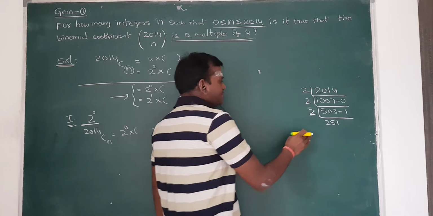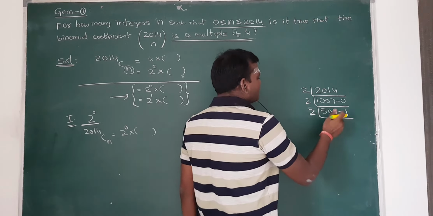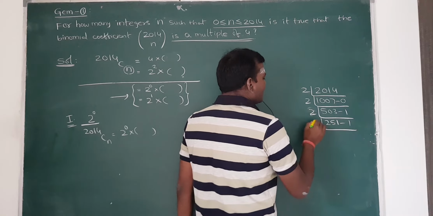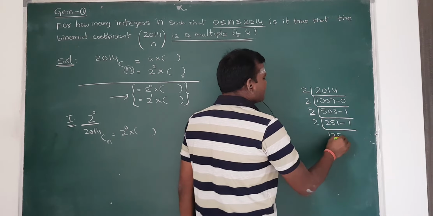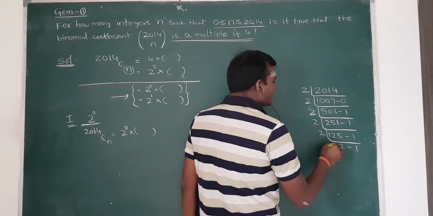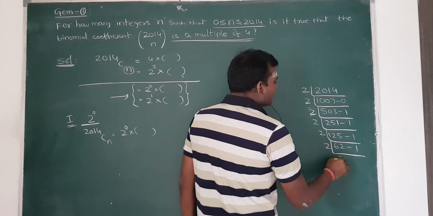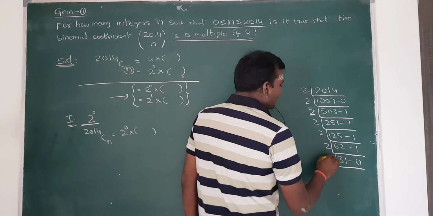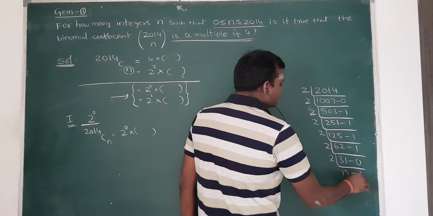2 table only, 4 5 times 1 time and remainder is 1. Again 2 table 125 times remainder is 1. Again 2 table 62 times remainder is 1. Again 2 table 31 times remainder is 0. Again 2 table 15 times remainder is 1.